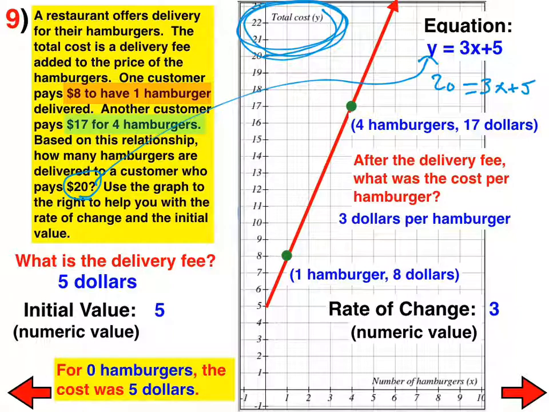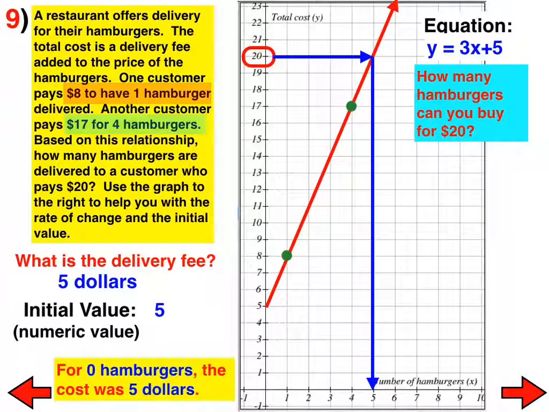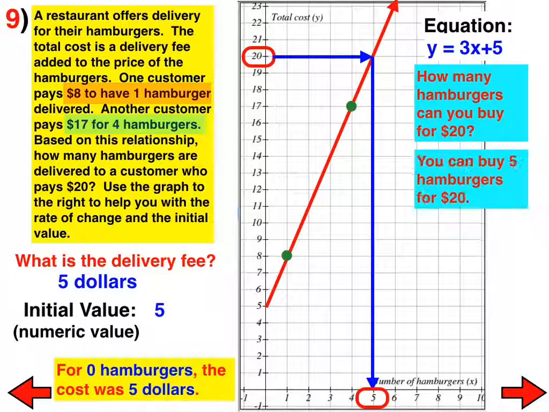But what some of you did instead is you just went to your graph and you did something like this, and that's just as valid as long as your line is nice and straight. But regardless of how you did that, clearly it is going to be 5 hamburgers. Okay? All right, we are finished.